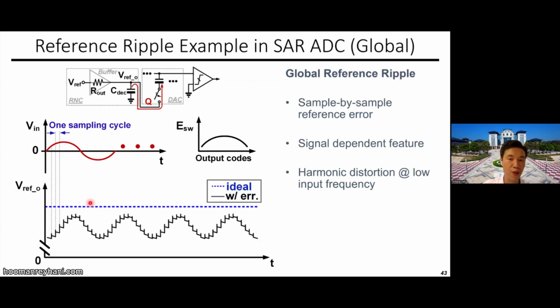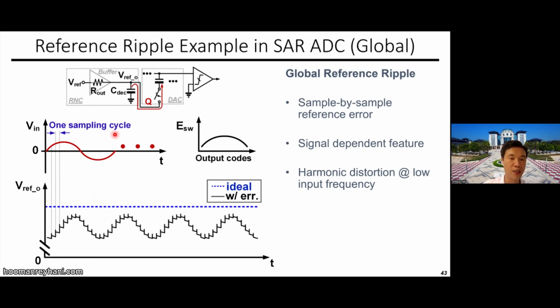There are two types of reference ripple. Here's one example, which I will call the global reference ripple. What is the global reference ripple? That happens not within the bit cycling of the SAR-ADC. That happens between sample and sample.